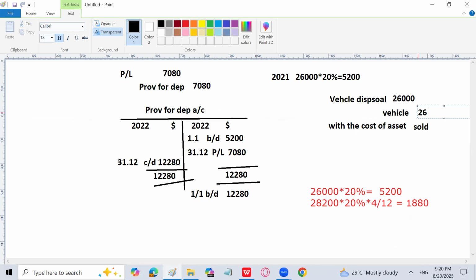Sir, why has this entry been passed? Let me explain to you. Beta, vehicle account is credited because the vehicle asset is decreasing, because the vehicle is going out of the business. So decrease in vehicle, decrease in asset, credit, and it is transferred to vehicle disposal account. So that is why vehicle disposal account is debited with 26,000, with the cost of the asset.